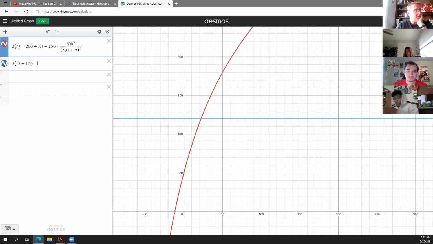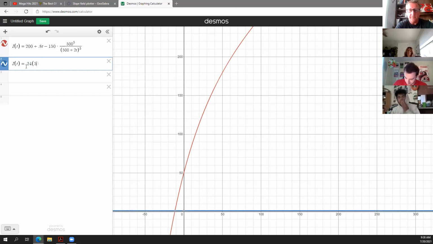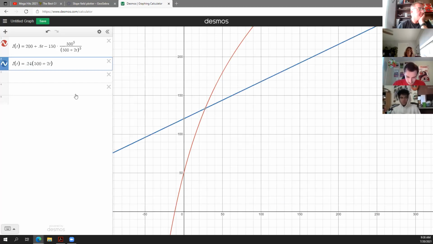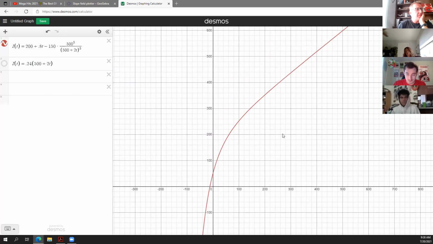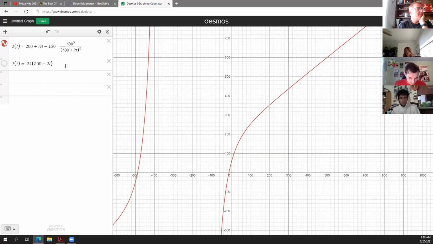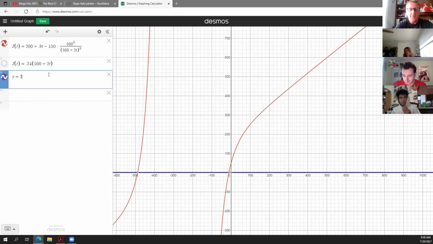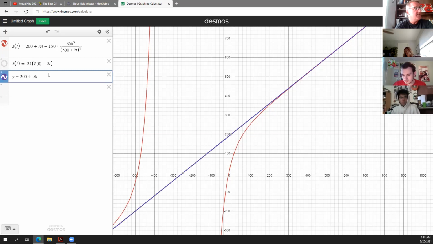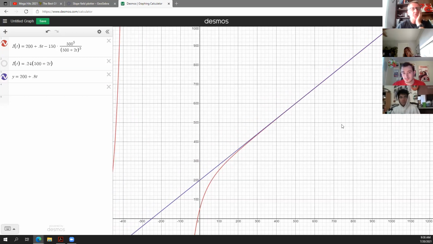And then our second equation was 0.24 times 500 plus 2t. So I do want to show you something quickly over here. Notice over time, does this asymptotically lay against the equation 200 plus 0.8t? Notice, yeah, isn't that cool? It exits the stage along that asymptotic line. So that's kind of cool to think about.